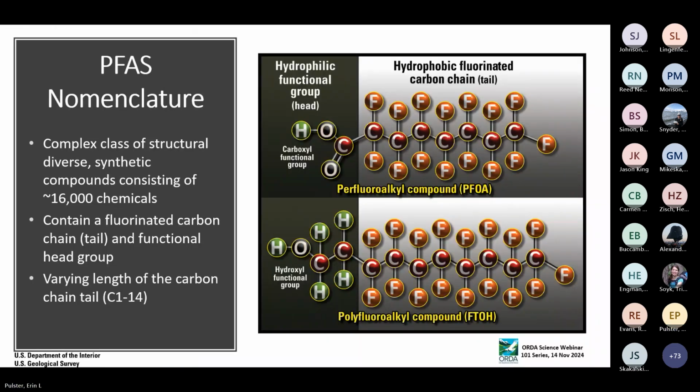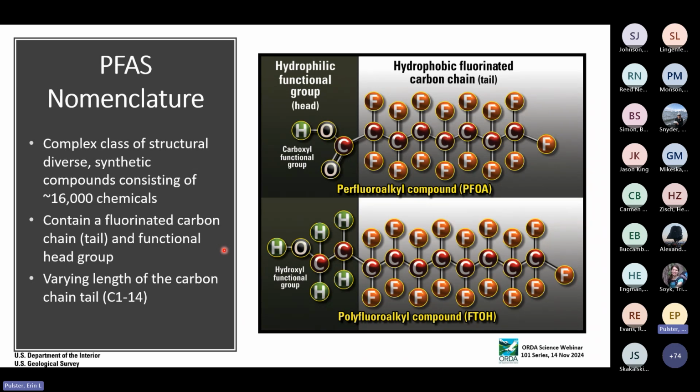Diagrams of two polyfluoroalkyl compound structures, PFOA and FTOH, as seen on page 2 of the sampling guide. These both follow the structure Erin describes for PFAS. So PFAS, they're a very complex class of man-made compounds that are structurally diverse, consisting of about 16,000 chemicals that either have explicit structures or do not.